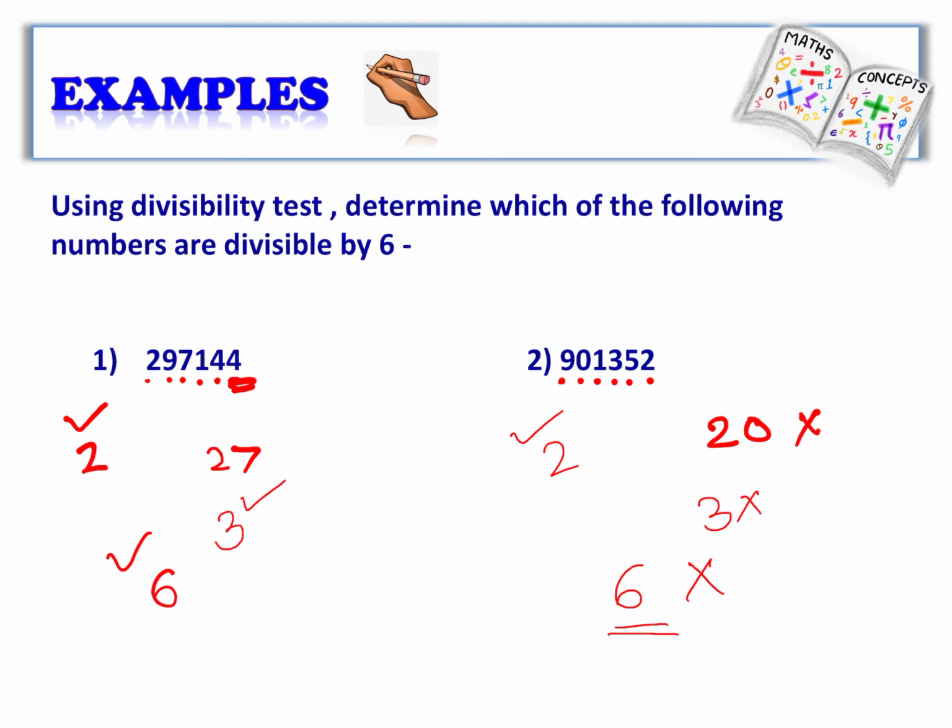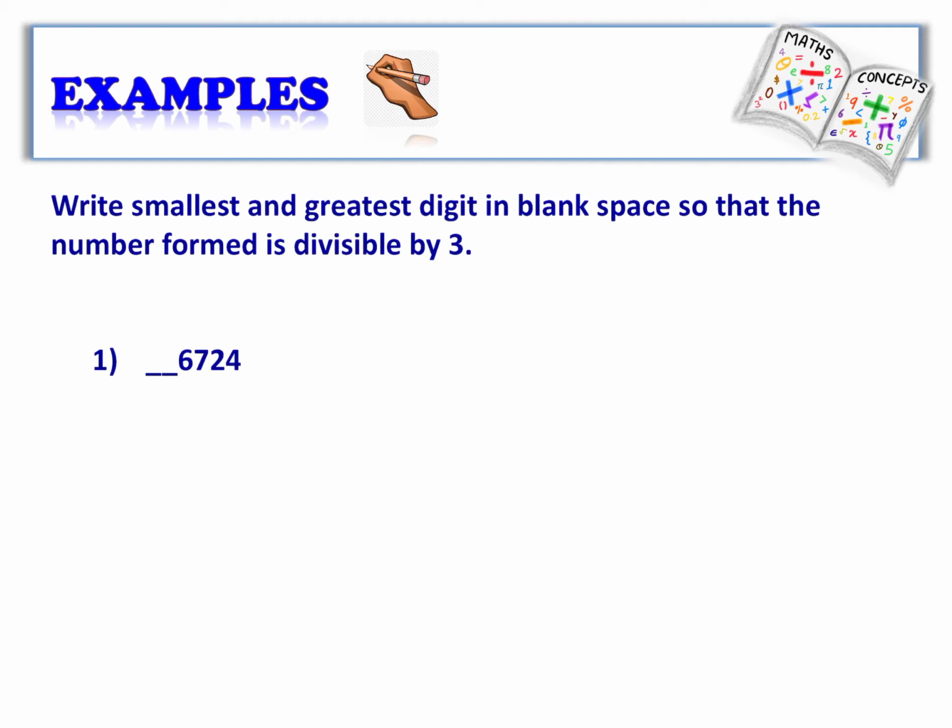Okay, all right, next example is a bit tricky. This is different. We have to find out the smallest and greatest digit in blank space so that number formed is divisible by 3. What does our test for divisibility for 3 say? It says if addition of all digits is multiple of 3, then the given number is divisible by 3. Here possible values for blank space would be 0 to 9, right?